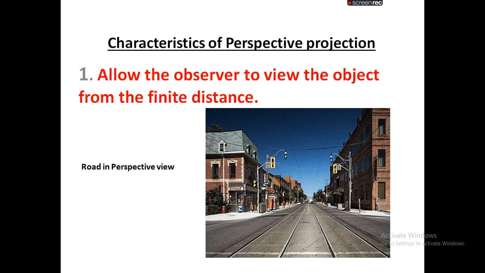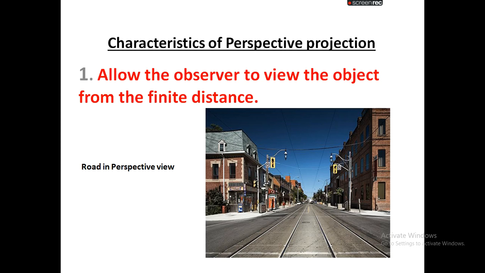It is nothing but a real camera. In a real camera, when you want to capture an object, you need to place the object at a certain distance. Then only can you see that object. If you place that object at infinite distance, then our real camera cannot capture that image. That concept we are using in the case of perspective projection.